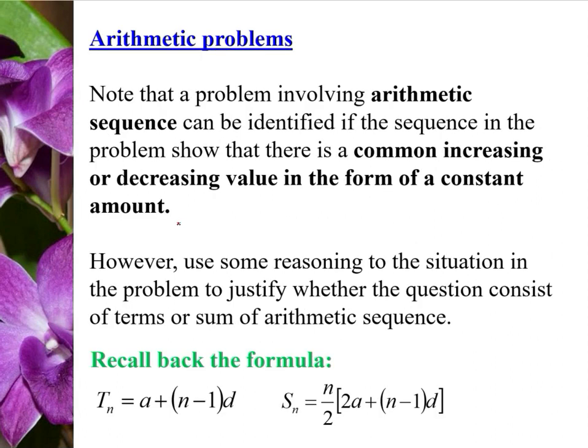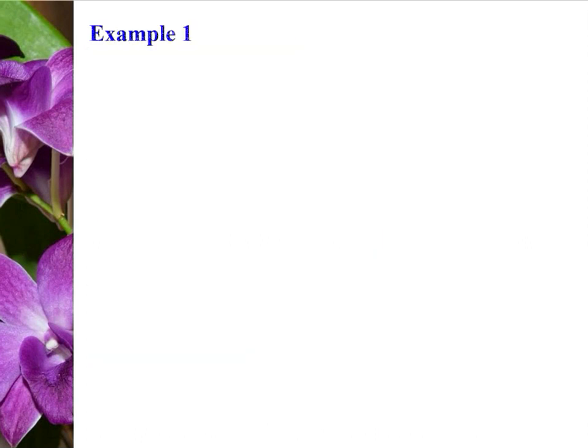Once you have learned both arithmetic and geometric sequence, how are you going to know whether the question is talking about arithmetic or geometric problems? Well, the clue to determine that the question is an arithmetic problem is that usually they will have a common increasing or decreasing value in the form of a constant amount. Let's look at the examples.